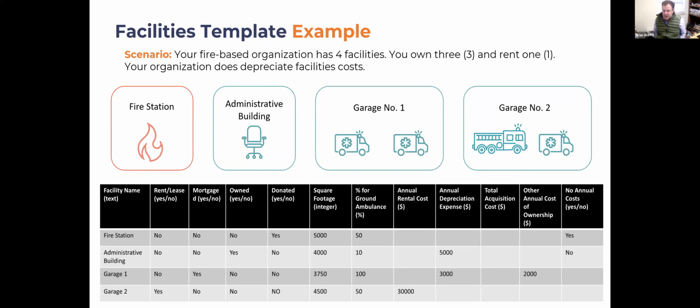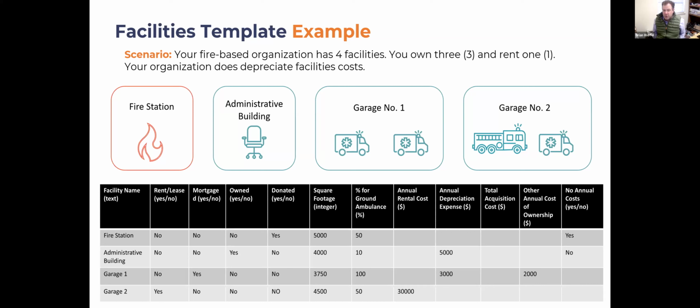Then they have 2 garages. The first one, garage 1, they're answering that yes, they own it, but they have a mortgage on it. It's 3,750 square feet, and 100% of it is allocated to ground ambulance. Because they own it, they are depreciating that building, and they're claiming $3,000 as their annual depreciation expense and $2,000 in additional cost of ownership. Maybe that's property taxes or something like that, right?